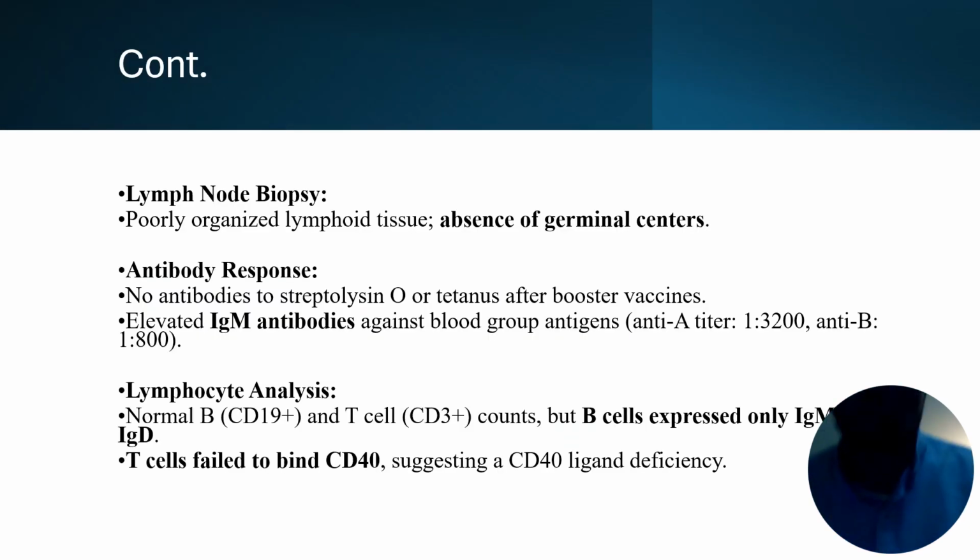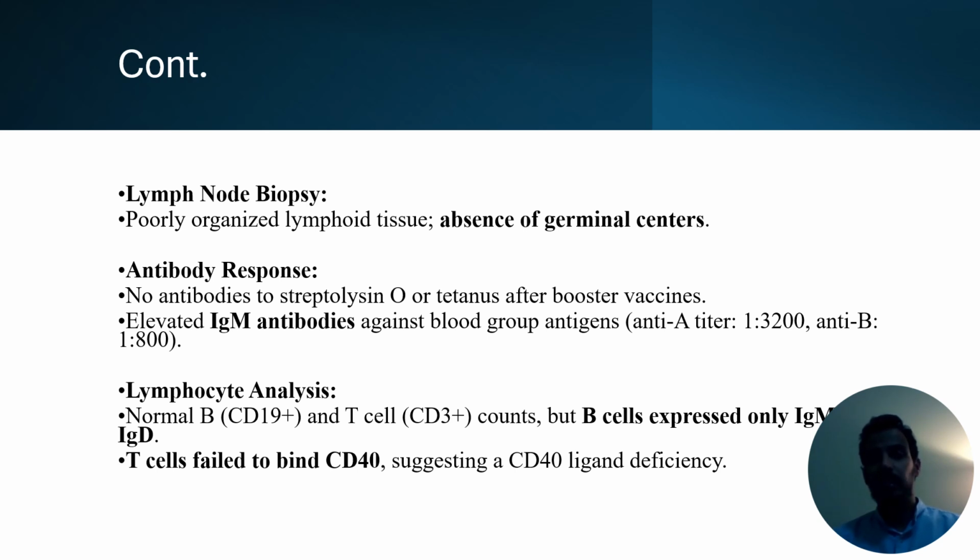Now we will discuss the lymph node biopsy, which shows poorly organized lymphoid tissue with absence of germinal centers. The second one is the antibody response. The patient shows no antibodies to streptococcus or tetanus after receiving the booster vaccine. This suggests an inadequate response to vaccinations, however, there are elevated IgM antibodies against blood group antigens.